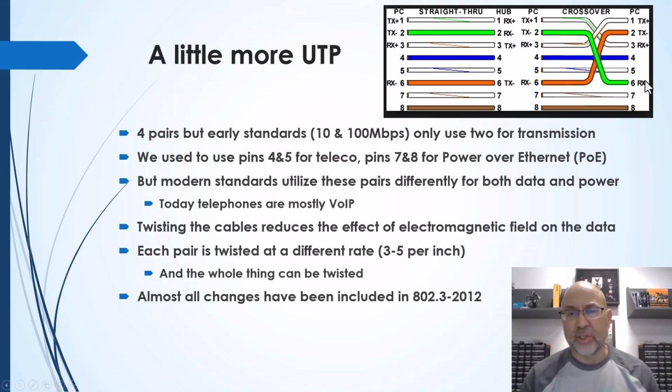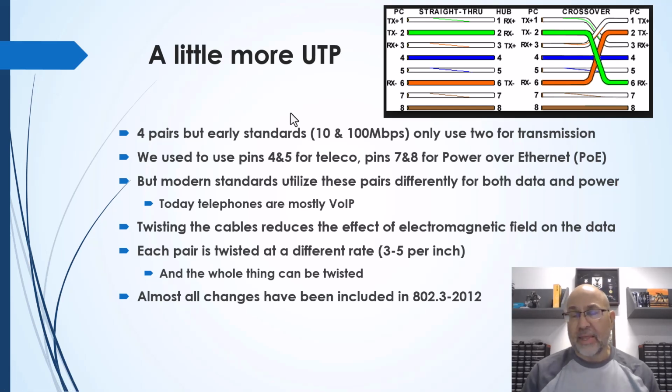Now you might ask yourself, well, what do we use the other pairs for? Well, if you have an older business or you have an older closet and you have some legacy gear in there, you might see that there's lots and lots of blue wiring in there. And these are the telco pairs. That left this other brown pair here for power over Ethernet.